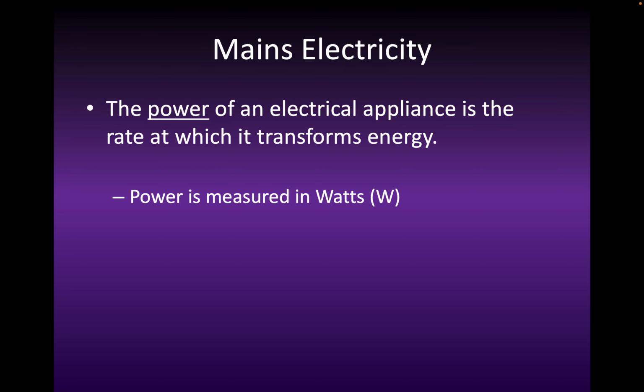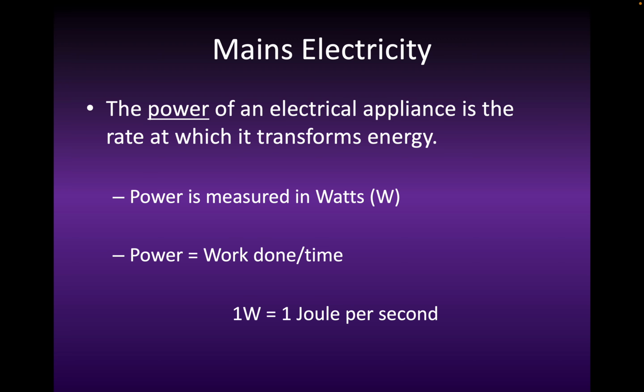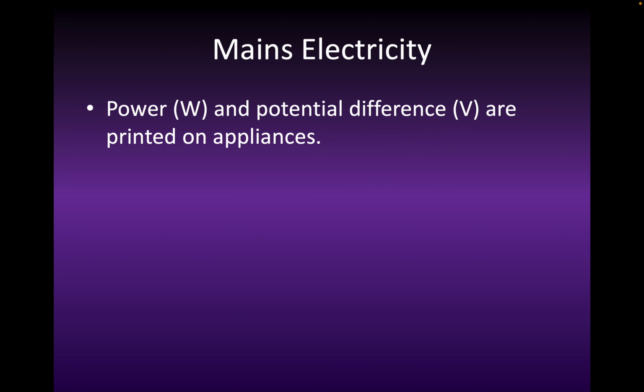Power is measured in watts, which is joules per second, and power is also a measure of work done over time taken, where work done is measured in joules and time is measured in seconds. Those are the SI units used in science. So 1 watt is 1 joule per second. Power and potential difference are printed on most appliances.